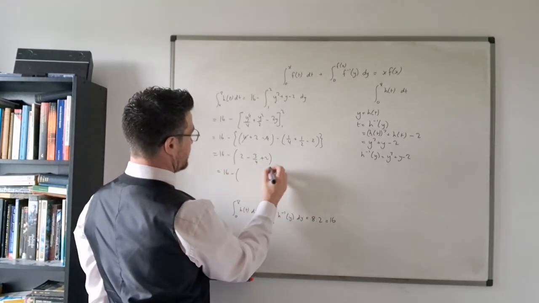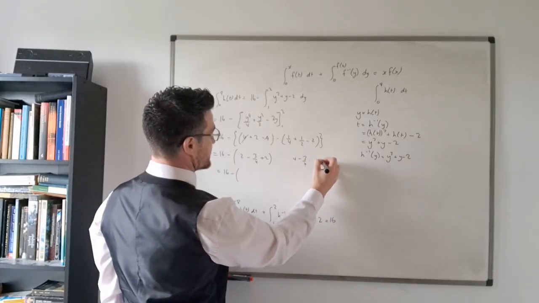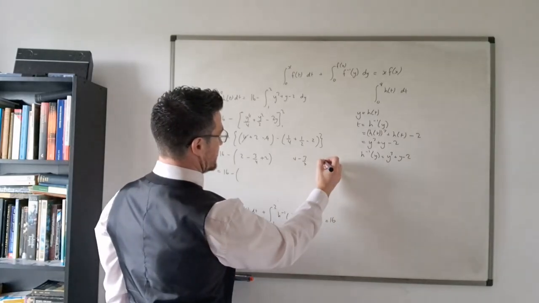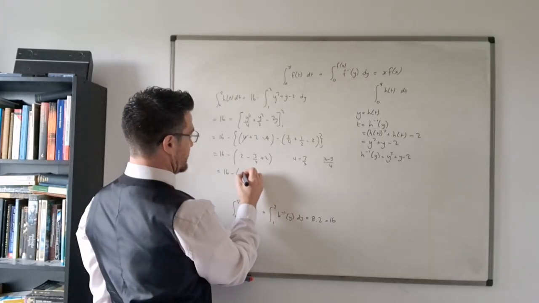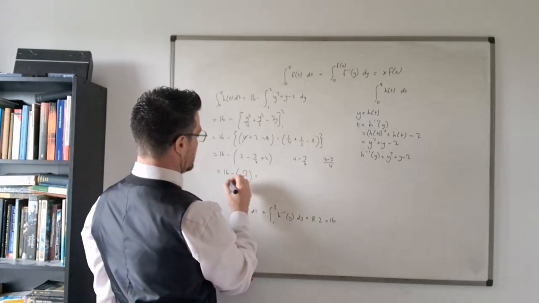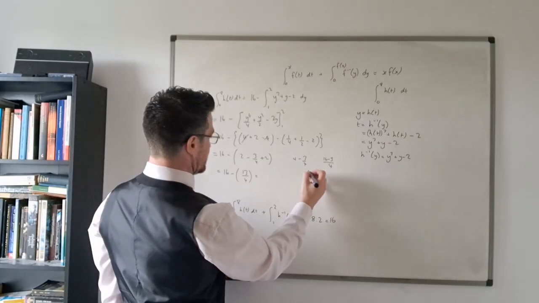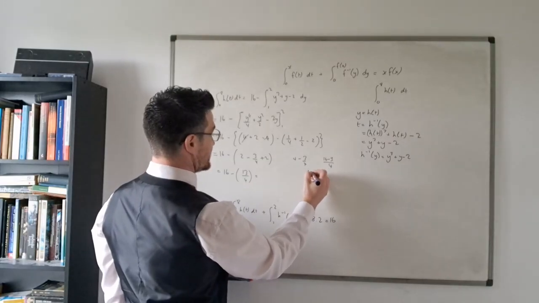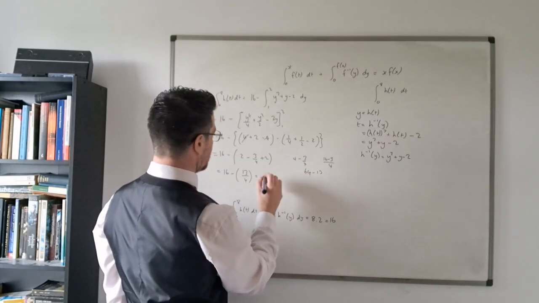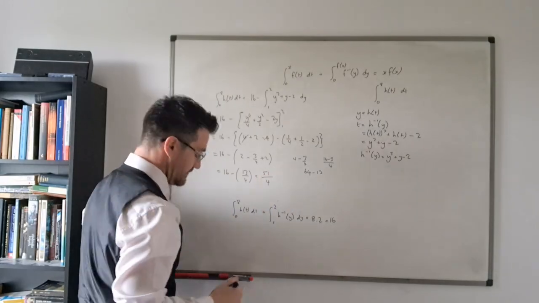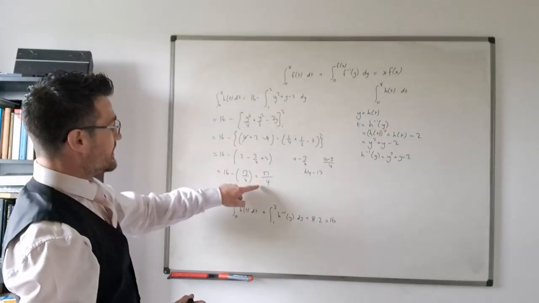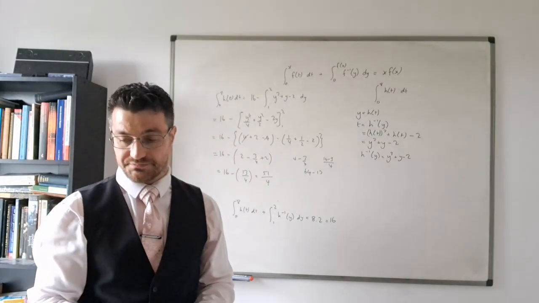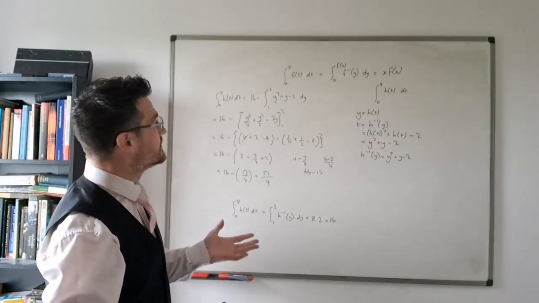16 minus 4 minus 3 quarters, that's going to be 16 minus 3 quarters, 13 quarters. So 4 times 16 is 64. 64 minus 13 is 51. 51 quarters. Okay. So this integral is equal to 51 quarters. And that's it. We're done.